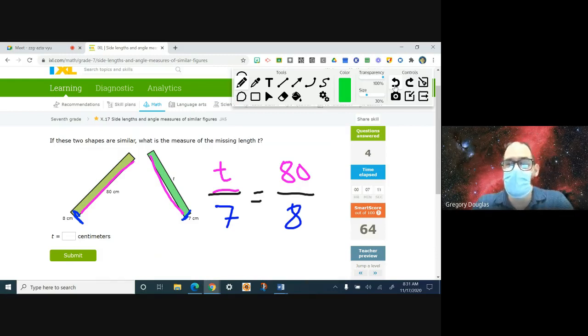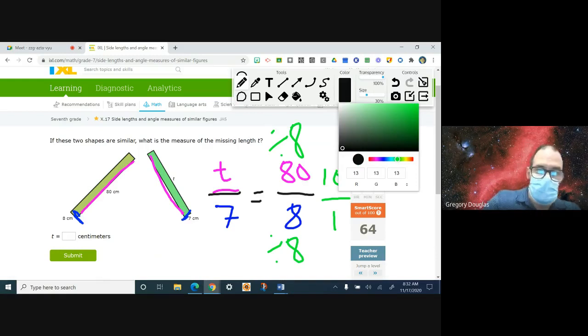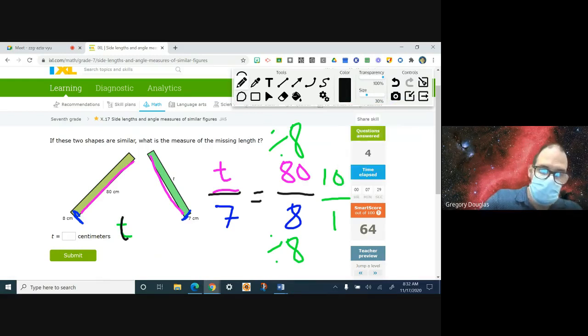I got 80 over 8. So I can divide that by 8. If I divide and simplify the top and the bottom by 8, I'm going to get 10 over 1. Okay? So now what I'm really saying is, I just can't get these colors down, how to switch them. What I really have then is T over 7 equals 10 over 1.